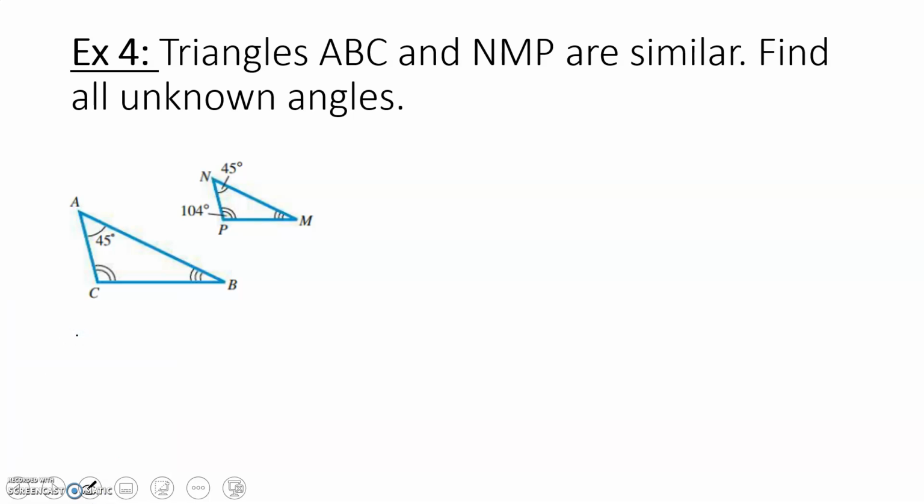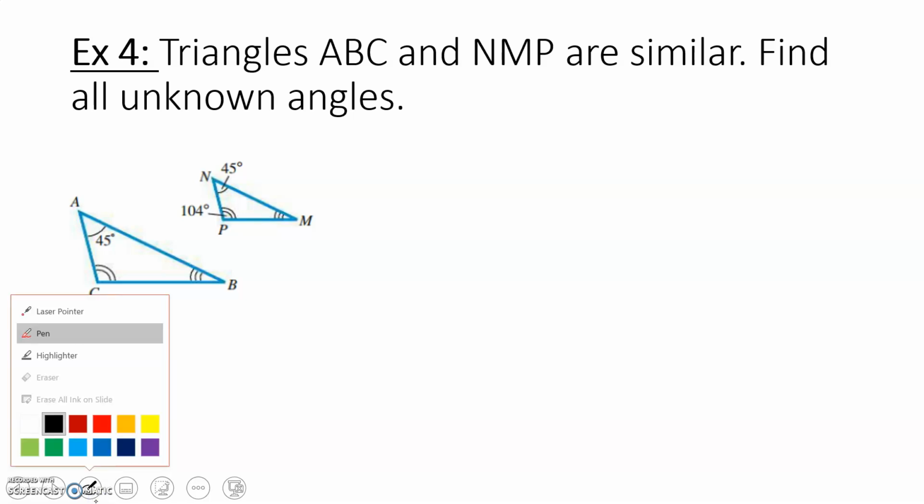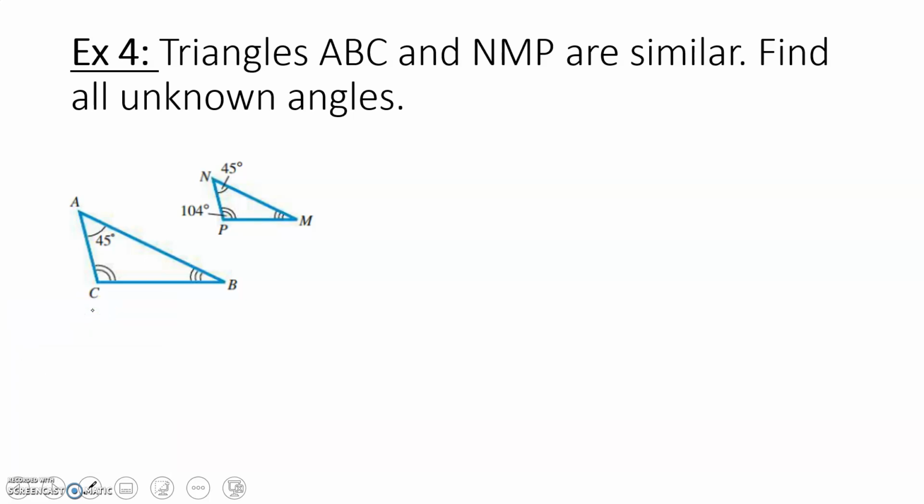So for this first example on similar triangles, this is actually example 4. Triangles ABC and triangle NMP are similar. So we want to find all unknown angles. So if you look, you see the corresponding sides. This one is one arc. This one is one arc. So angle A is equal to angle N. This one has 2 arcs, angle C, and angle P has 2 arcs. So angle P and C would be equal, and angle B and M would be equal.